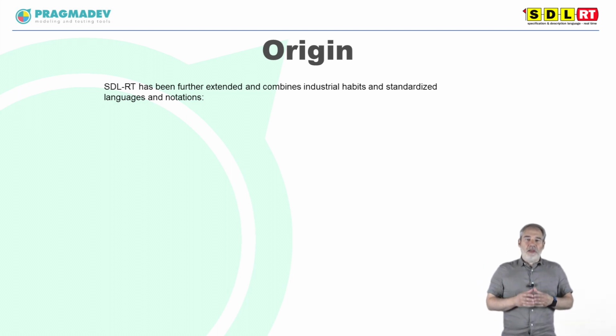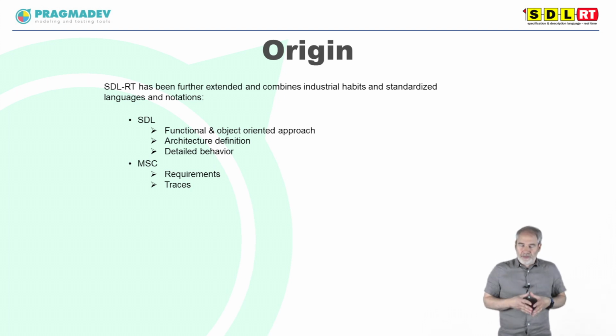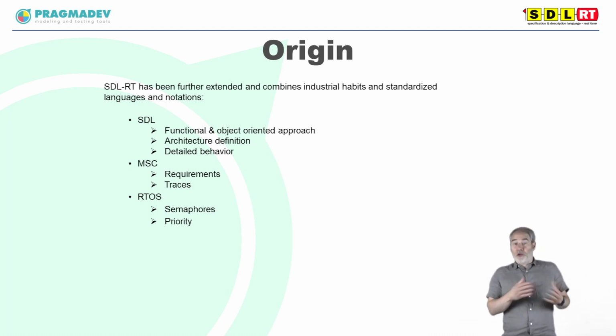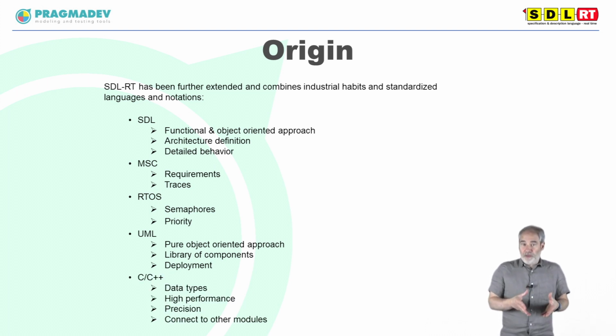Since its basic principle, SDL-RT has been further extended and finally combines a consistent number of standard notations and concepts. SDL for its ability to describe functional architecture and detailed behavior, MSC to express requirements in the form of an expected behavior or to trace execution of a model or of a real target, real-time operating system services, and in particular the semaphore concept to synchronize tasks executing in parallel, as well as the notion of a priority of one task over another, UML for its graphical representation of classes and for its deployment diagram, C and C++ for the data types, the atomic instruction, its performance, and its capability to connect to other software modules.